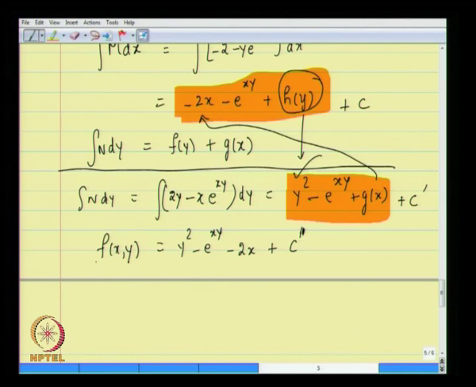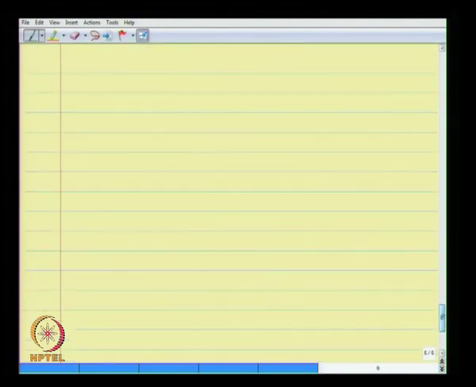So, this is one way of solving the differential equation. Okay. So, let me complete this exercise with one more set of problems, namely verifying the integrating factor for these exact equations.